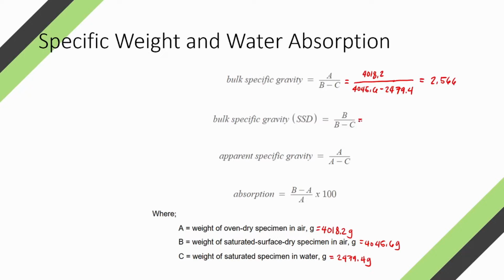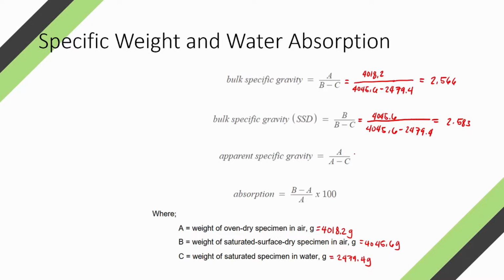So yan. So for the next one, we have here B. Same lang yung nasa baba natin. Papalitan lang yung nasa taas. B is 4045.6 all over 4045.6 minus 2479.4. So this one will be equal to 2.583.